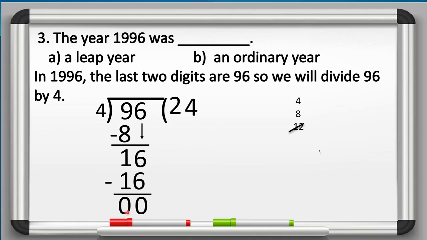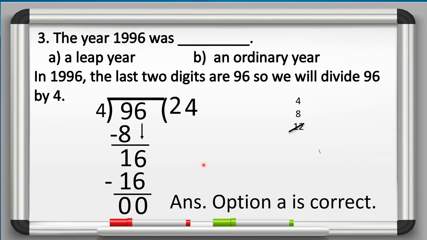So when the remainder is 0, then the year is a leap year. So here in 1996 again the remainder is 0. So it was a leap year. So option number A is correct. Understood, beta?